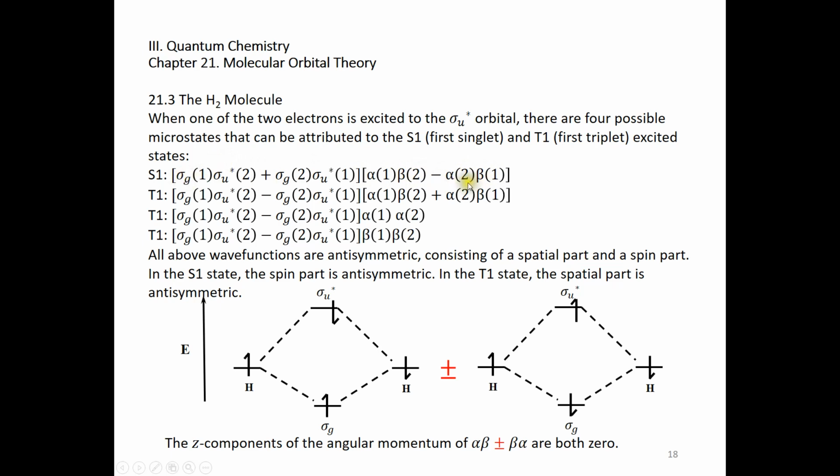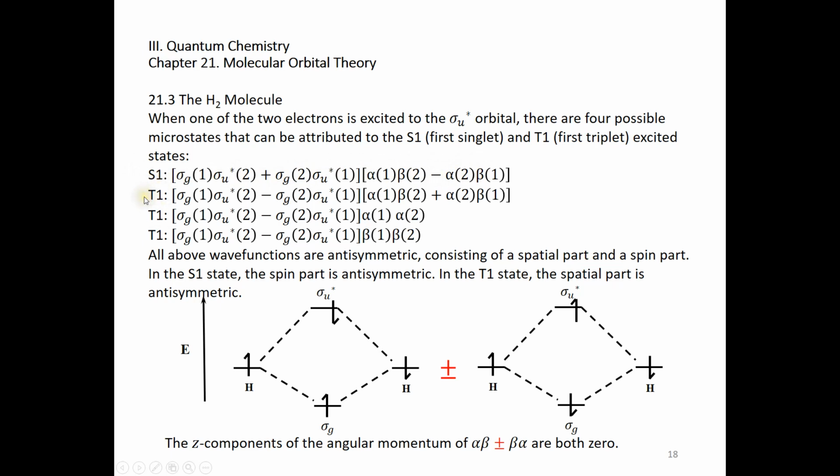So now let's analyze the spatial part of the S1 wave function. This is symmetric. If we swap 1 and 2, there's no sign change. We're gonna get the same expression. However, over here, if we switch 1 and 2, the sign will change. So we have a symmetric spatial part and an anti-symmetric spin part in the S1 excited state.